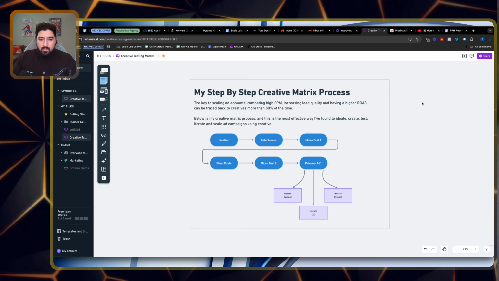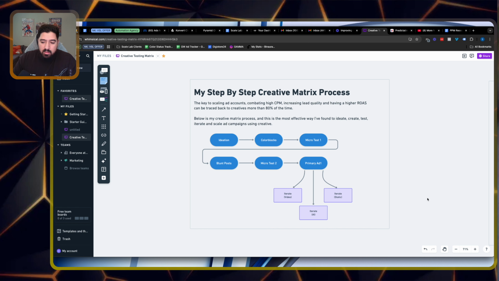Let's get started. So let's talk about my creative matrix process. The key to really scaling ad accounts, finding successful winners, and growing your company comes down to testing creatives pretty much 80% of the time. If you're struggling with high CPMs, high cost per link clicks, high cost per results, and that inconsistency, you're probably not testing enough creative. What I want to show you is a very simple process to coming up with creatives, iterating winning creatives, and what to do when you find those winners step by step.